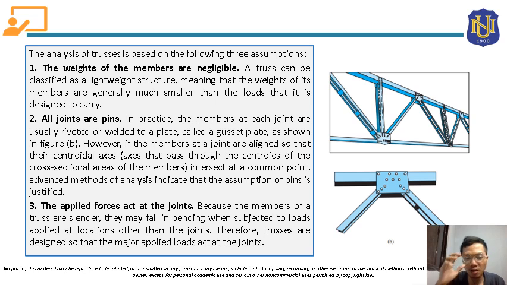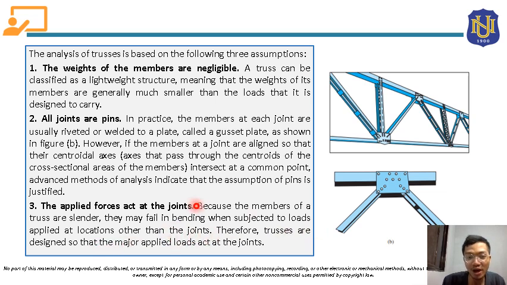The third assumption here is that the applied forces act at the joint. I've already mentioned this. Because the members of a truss are slender, they may fail in bending when subjected to loads applied at locations other than the joints. Therefore, trusses are designed so that the major applied loads act at the joint.